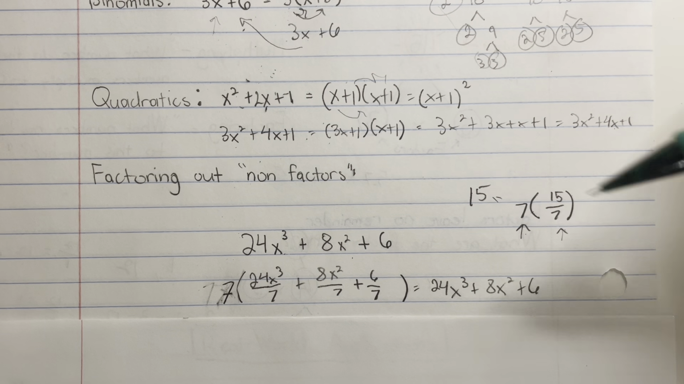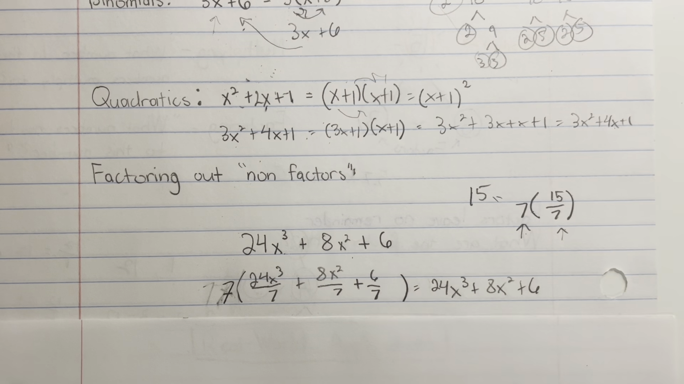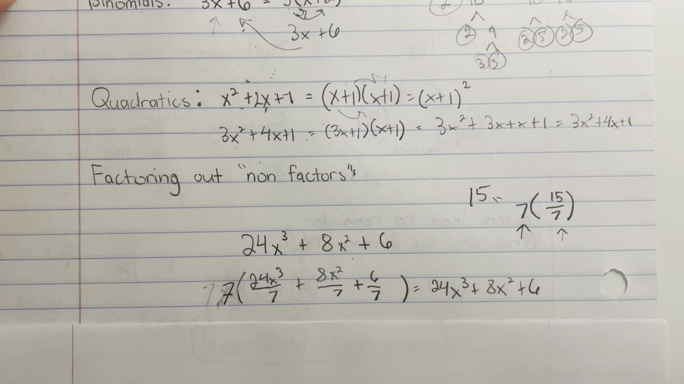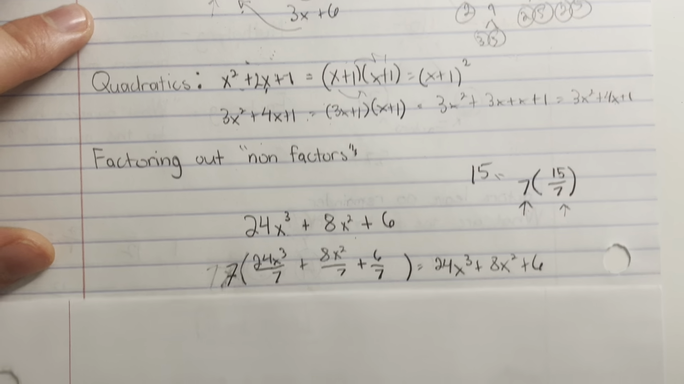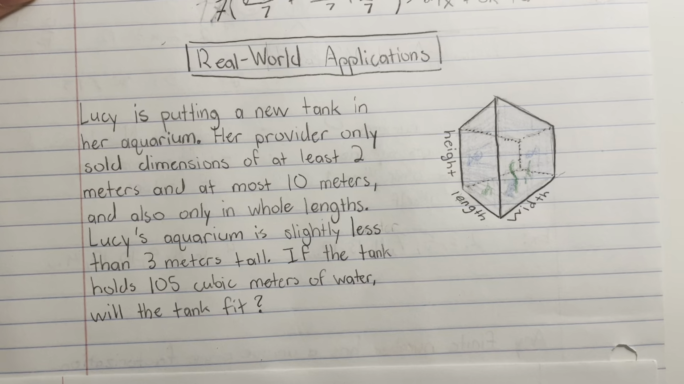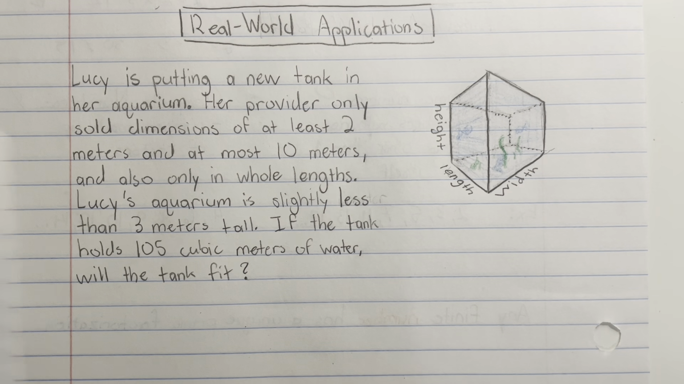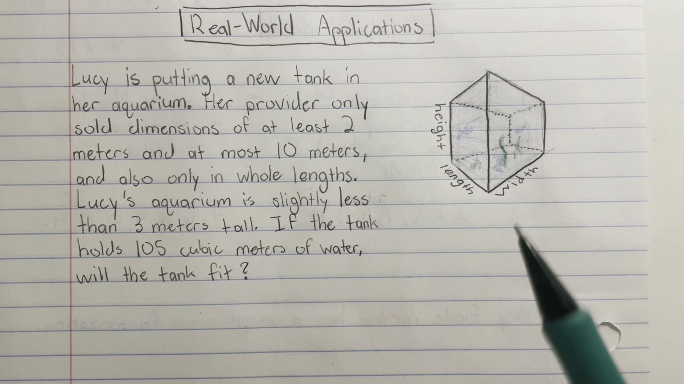But we did factor, like the verb. And that's what's most important about this video, is for you to know how to factor. So I'm going to end off this video with a real-world application. Lucy is putting a new tank in her aquarium. Her provider only sells dimensions of at least 2 meters and at most 10 meters, and also only in whole lengths. So she only sells like 2, 3, 5, 7 meter dimensions of length, width, and height.